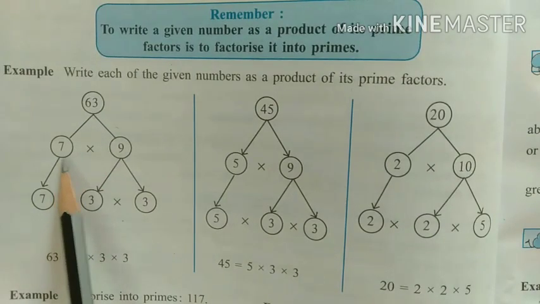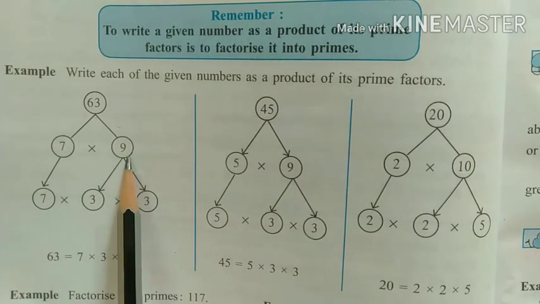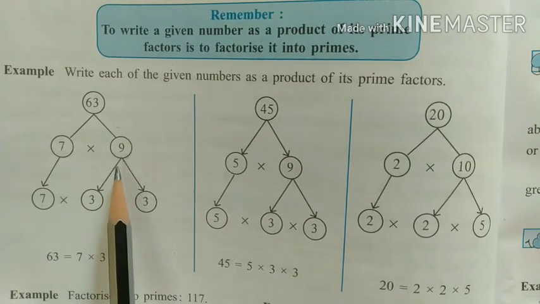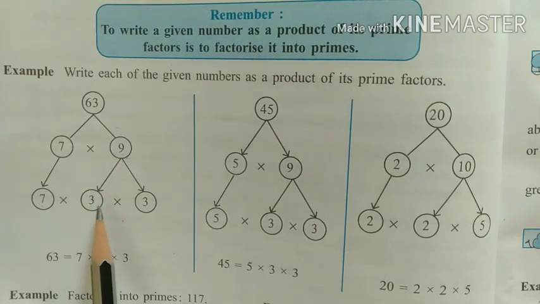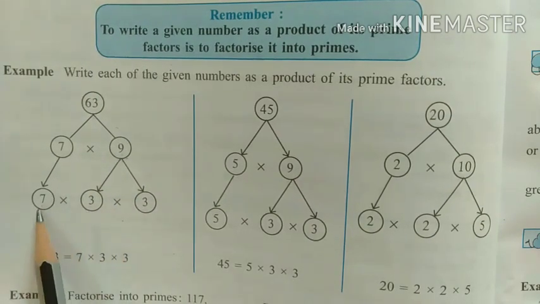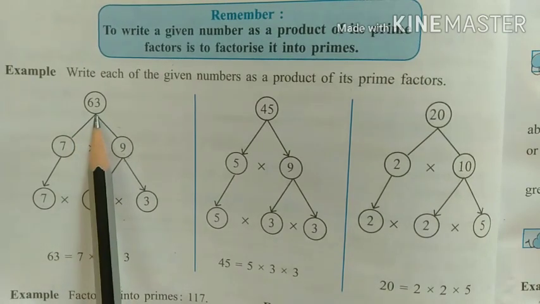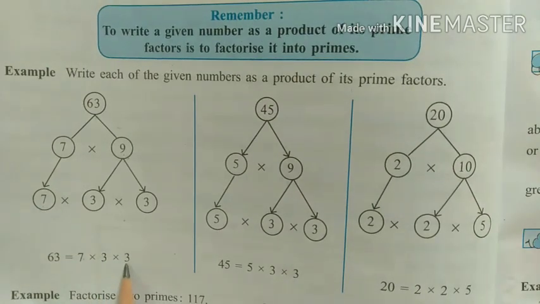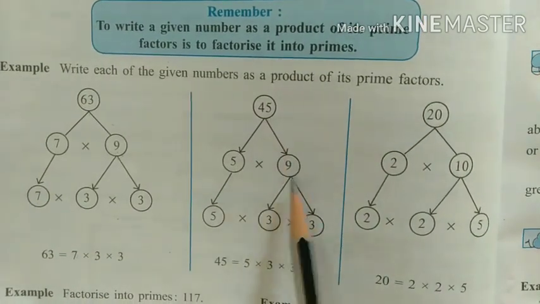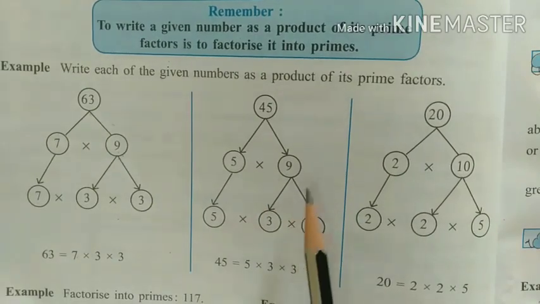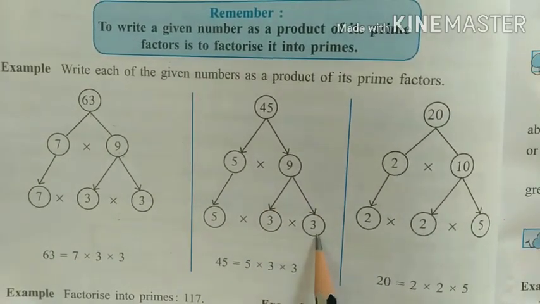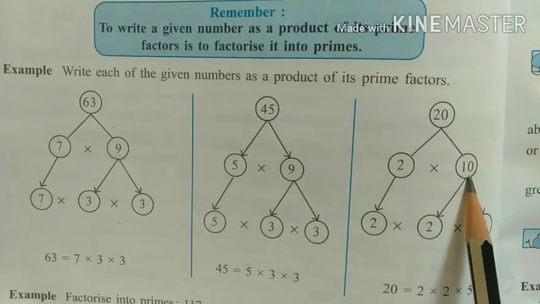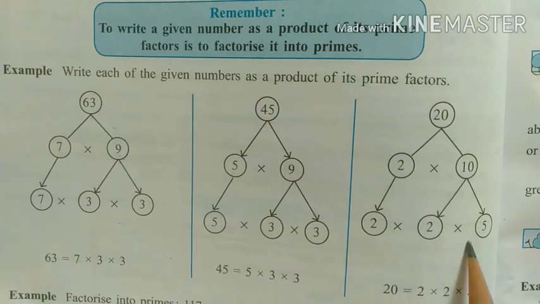63. With the help of the table, you know that 7 9s are 63. 7 is prime, so as it is. 9 is composite, so I have to convert this 9 into primes. 3 3s are 9. All are prime numbers. So what is the factorization of 63? 7 into 3 into 3. 45. 5 9s are 45. 5 is prime, 9 is composite. Convert into primes. 20. 2 10s are 20. 2 is prime, as it is. 10 is composite. Convert into primes.